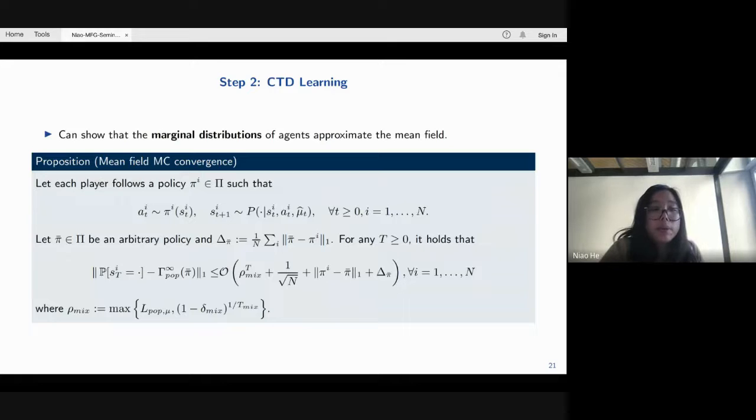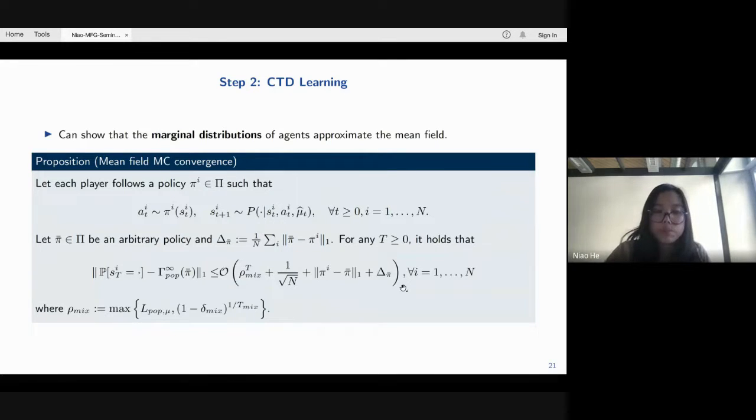But nonetheless, we're able to show that the sample distributions that the agents used are indeed an approximation of the true mean field distribution, right? We can show that the L1 norm between the empirical distribution and the true mean field is upper bounded by some terms, which depend on how fast your Markov chain mixes, on the number of agents n you use, and on the deviation between the policy you deploy and the reference policy pi bar.